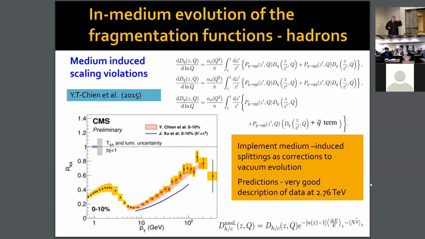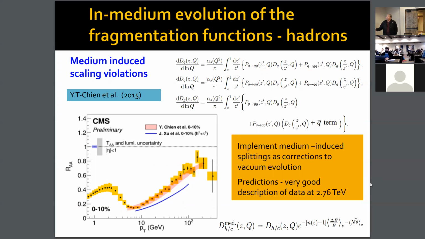So what do we have in the final state? We don't have the parton distribution functions, we have the fragmentation functions. So this is what is going to be changed by this medium-induced radiation. By adding those contributions to the vacuum ones and running DGLAP evolution, we obtain the following predictions for the suppression of hadrons. Let me tell you once again what is shown in this figure.